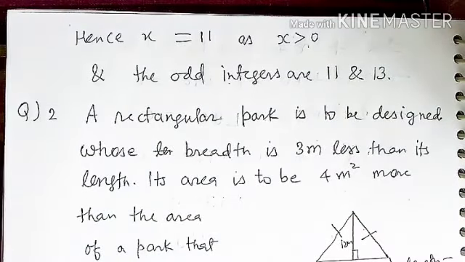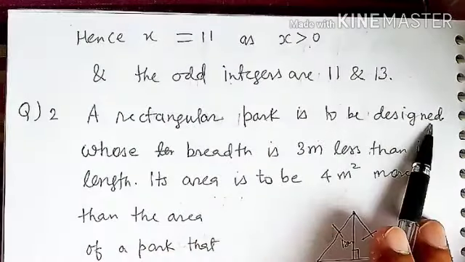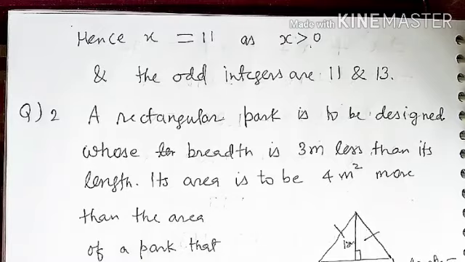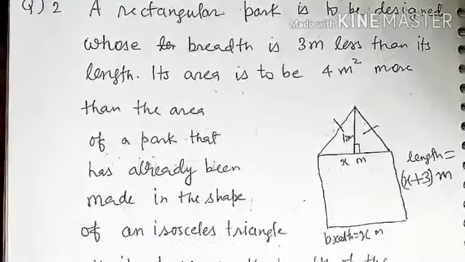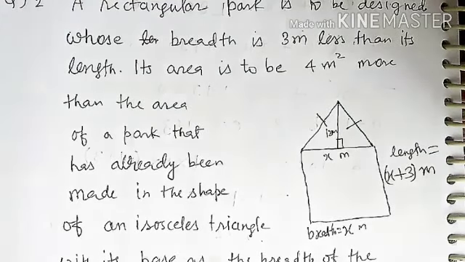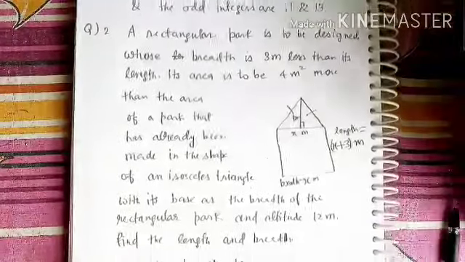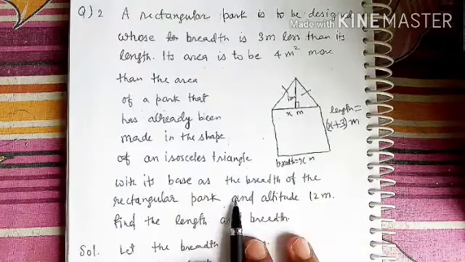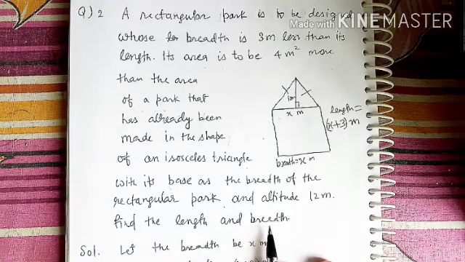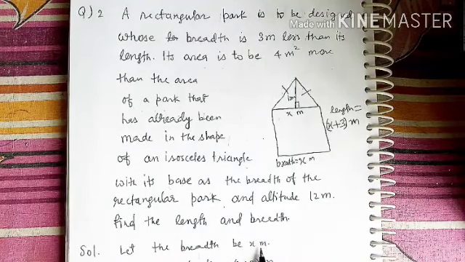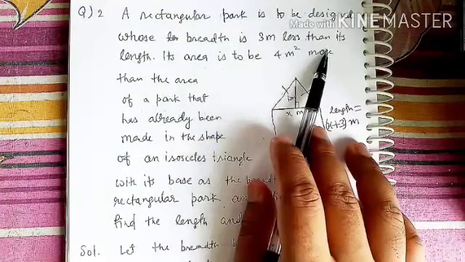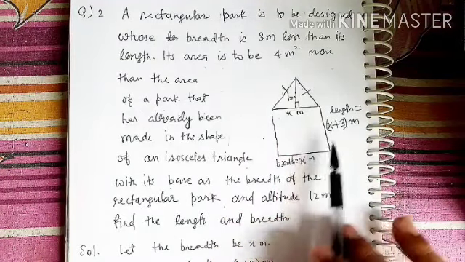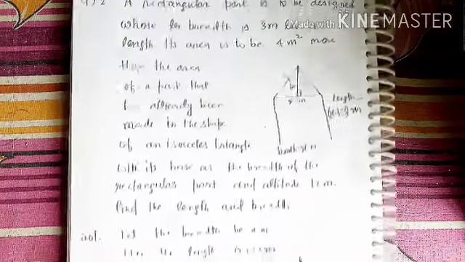Now, let us take the next question. A rectangular park is to be designed whose breadth is 3 meter less than its length. Its area is to be 4 meter square more than the area of a park that has already been made in the shape of an isosceles triangle, with its base as the breadth of the rectangular park and altitude 12 meter. Find the length and the breadth. So the way is we let the breadth be x meter. Length is 3 meter more than breadth, so we take length x plus 3 meter. The area of the rectangular park is length into breadth, so we have area of rectangle x square plus 3x.